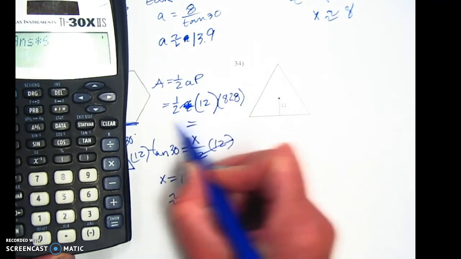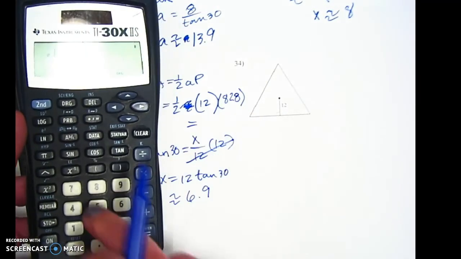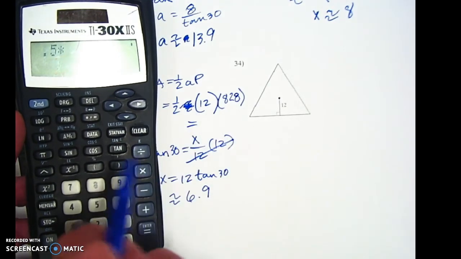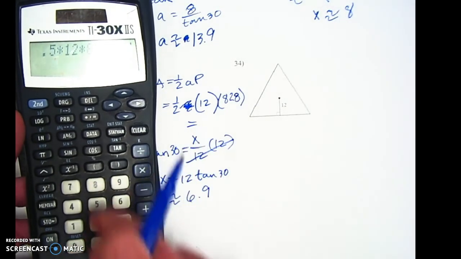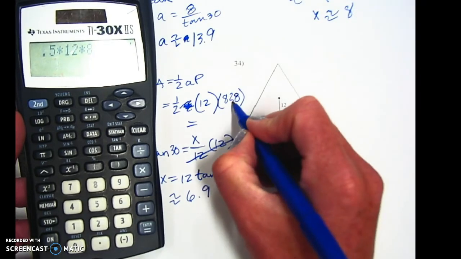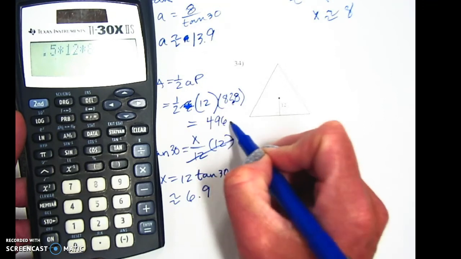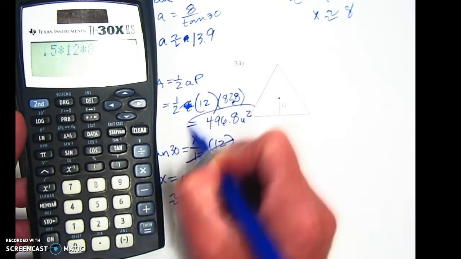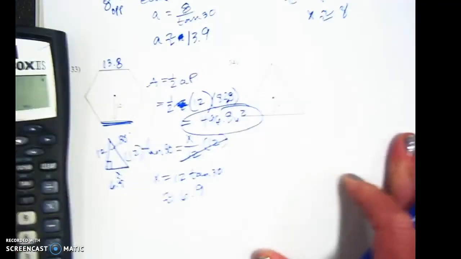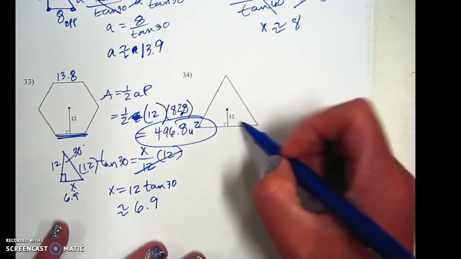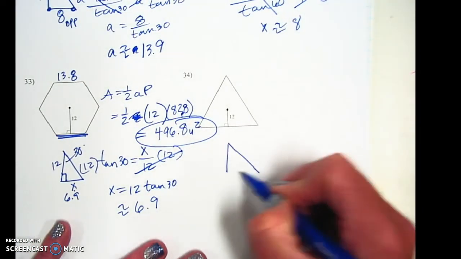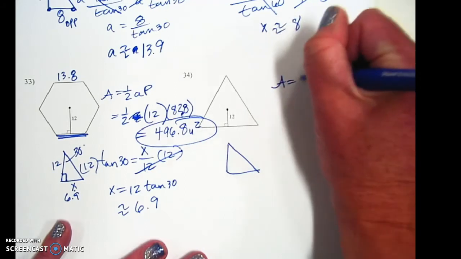Now I just need to punch this in the calculator. I'm going to use 0.5 for 1/2 times 12 times 82.8. Hit the equals. It's 496.8 units squared. And let's do another triangle. This time they give us the apothem, so I'm going to pull out a little triangle.